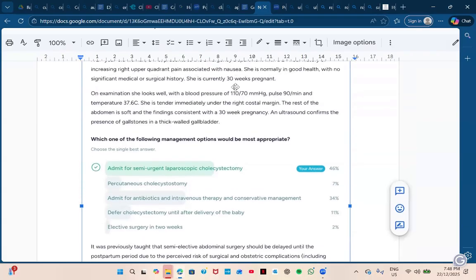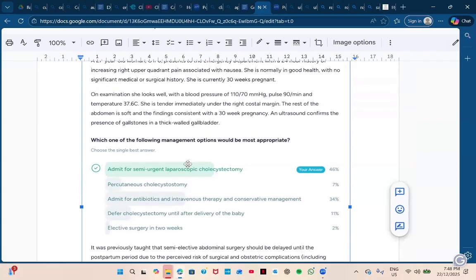So how does the gallbladder present in cholecystitis? What are the ultrasound findings in acute cholecystitis? Okay, need more options, need more answers. Do you remember?